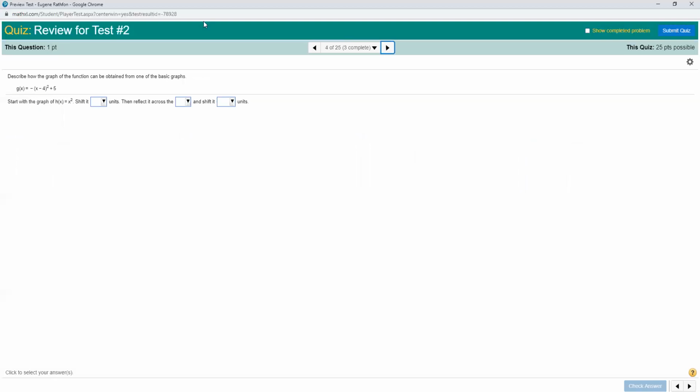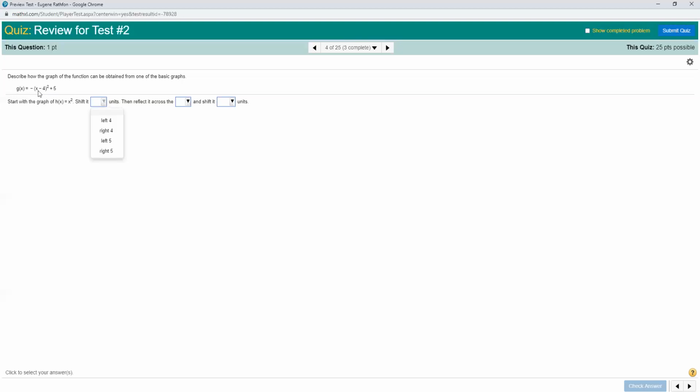All right, now notice, how can the graph of the function be obtained from one of the basic graphs? So I'm still seeing an exponent 2 here. So it's still going to be the x squared graph, and they're telling me that right here. So I need to figure out what that negative's doing there, what that negative 4 is doing, and what that positive 5 is doing. So this first one says shifted.